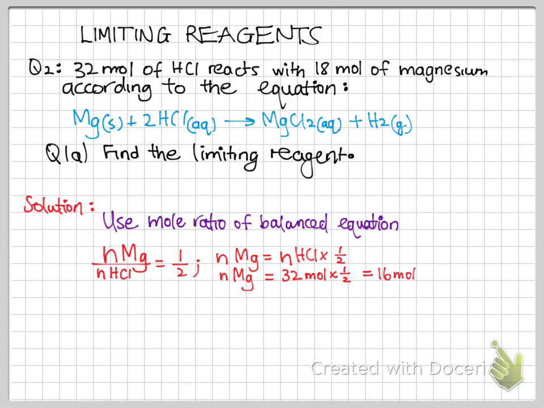Now what does this tell us? This tells us that if I use 32 moles of hydrochloric acid, I would need 16 moles of magnesium. But what do I have? I have 18 moles of magnesium. That means I've got extra magnesium, so it means that magnesium is in excess. So if magnesium is in excess, it would mean that hydrochloric acid is the limiting reagent. Okay, and I think we are done.